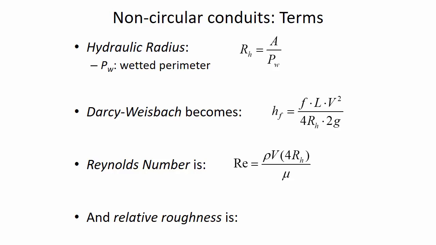Relative roughness, remember epsilon divided by diameter? Well, you'd probably guess it's going to be epsilon divided by 4 times the hydraulic radius. So that's on the Moody diagram, the right vertical axis is that relative roughness term.